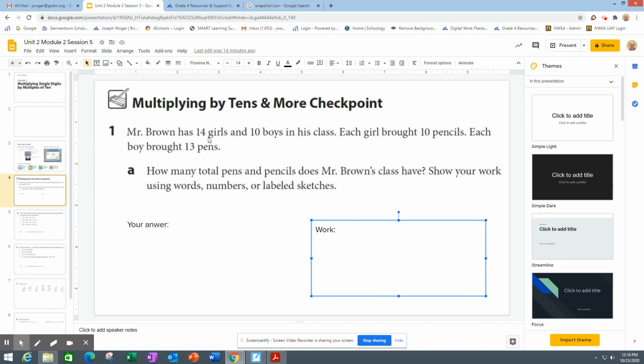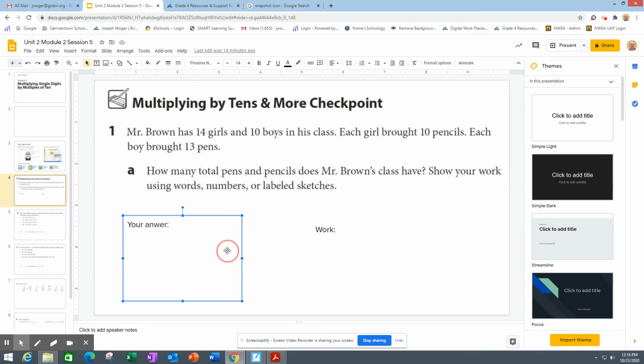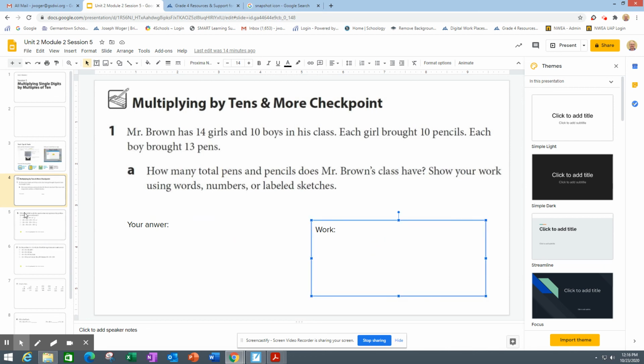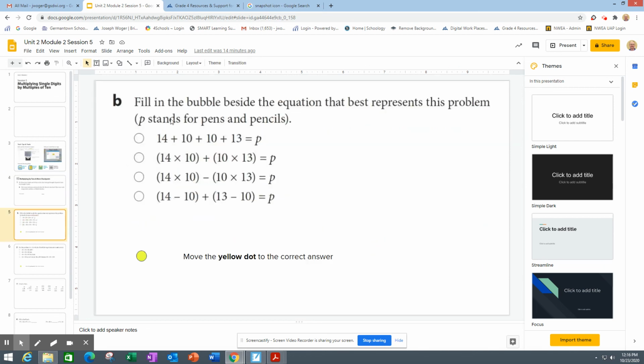Again, Mr. Brown has 14 girls, 10 boys. Each girl brought in 10 pencils, so you got to do these 10 this. Each boy brought in 13, and then you put them back together. Again, your answer is just going to be here, but I want to see that work. Fill in the bubble beside the equation that best represents this problem. P stands for. So one of these work, and just take this and move it to where the correct one.